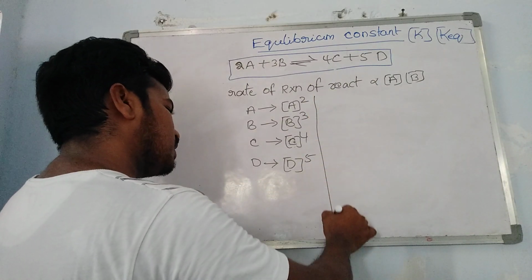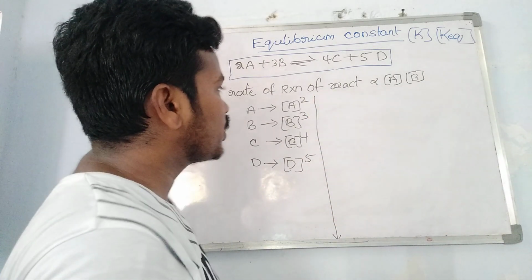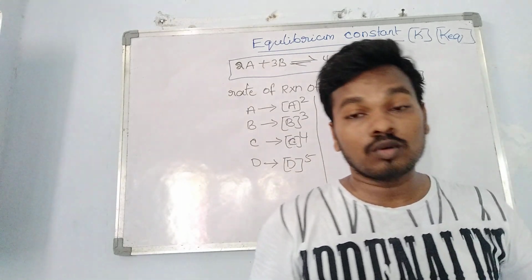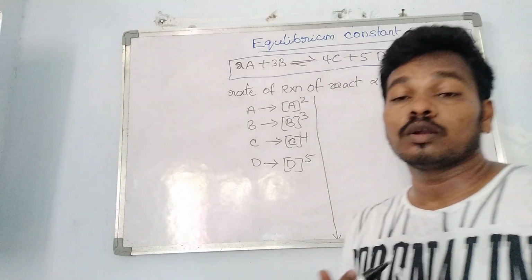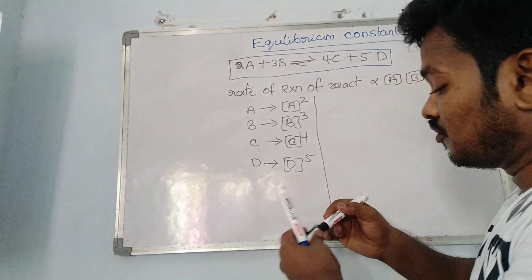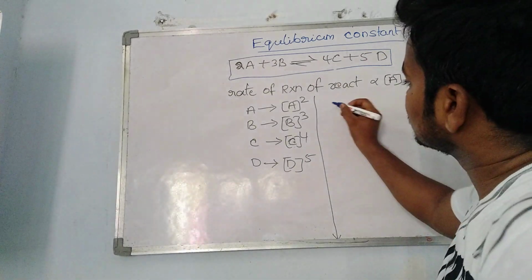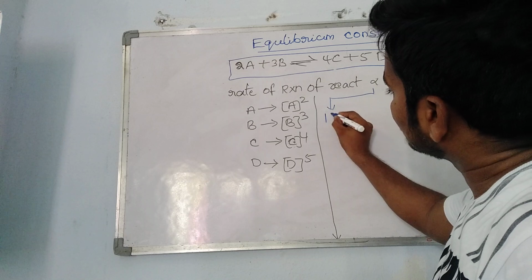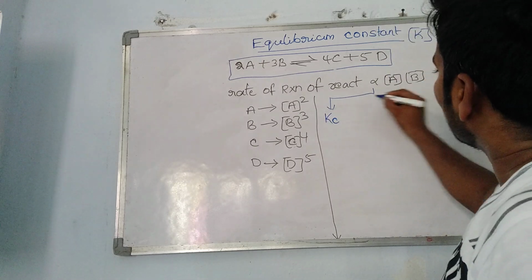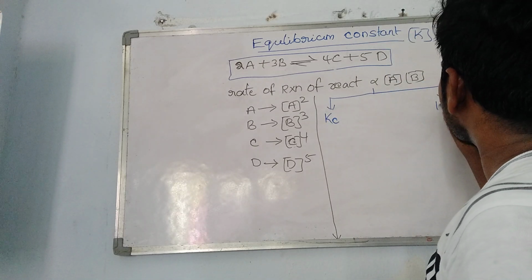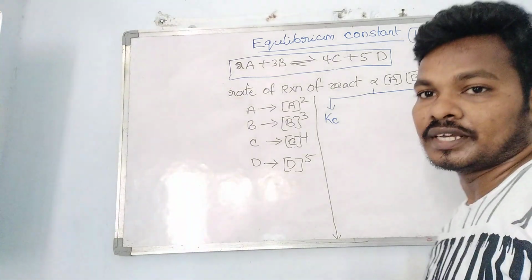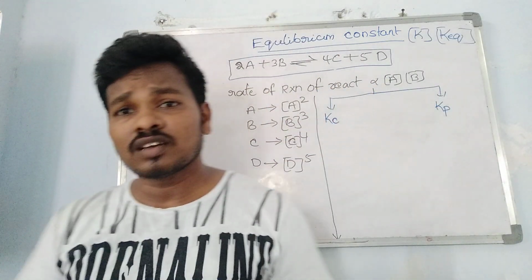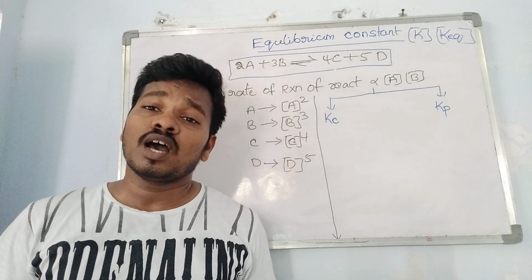So how do we write the equilibrium constant? Before that, we have to know how many types of equilibrium constants are present. Mainly there are two types: one is called Kc and the other is called Kp. We use them regularly. What is the difference between Kc and Kp?